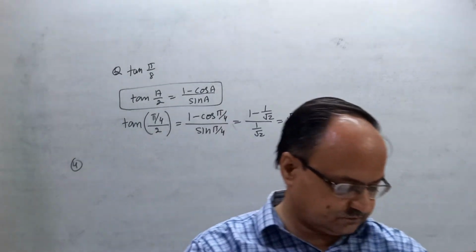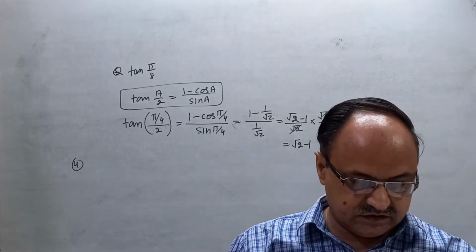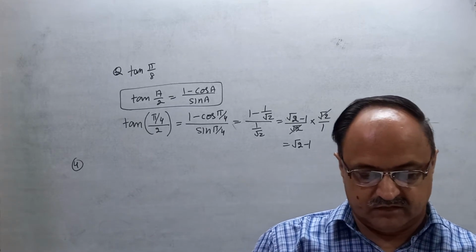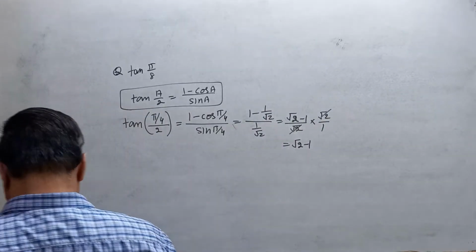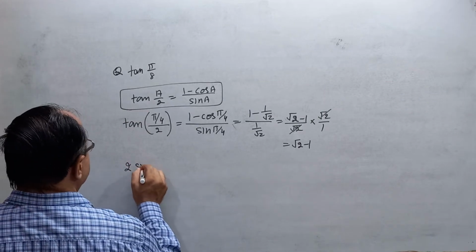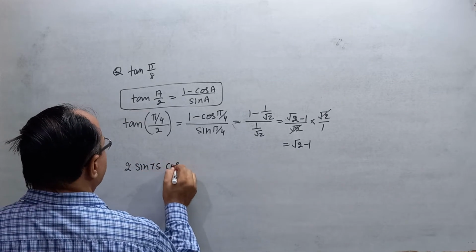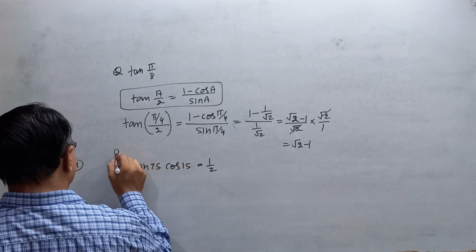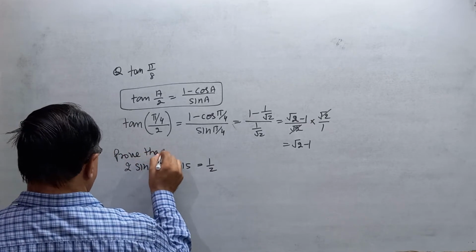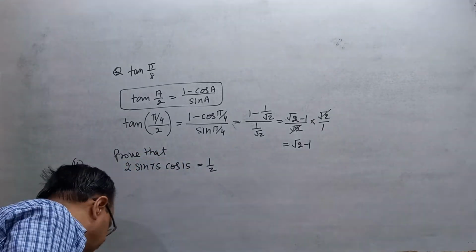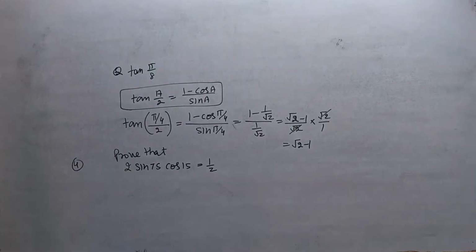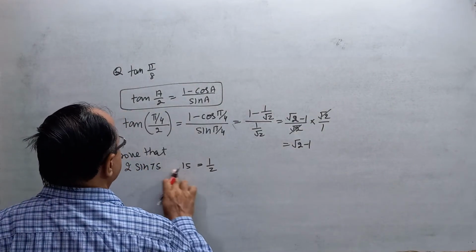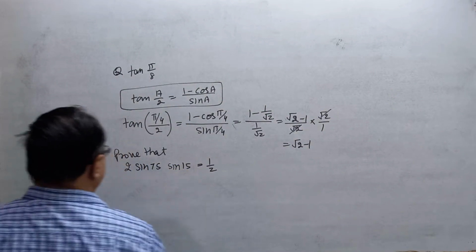Fourth question of trigonometry. You know very well. Can you solve this question? Prove that 2 sin 75 cos 15 is equal to 1 by 2. So, 2 sin 75 and sin 15.